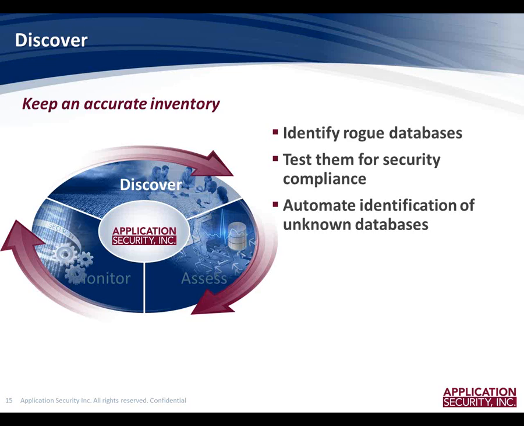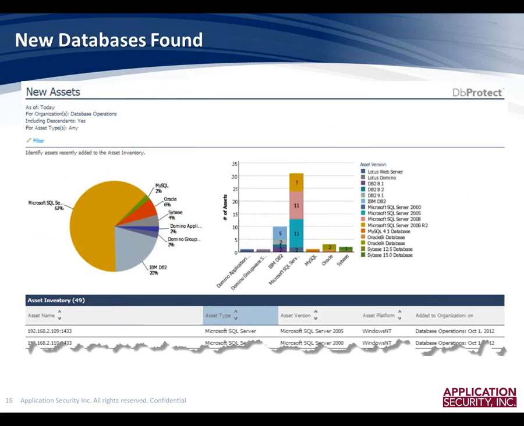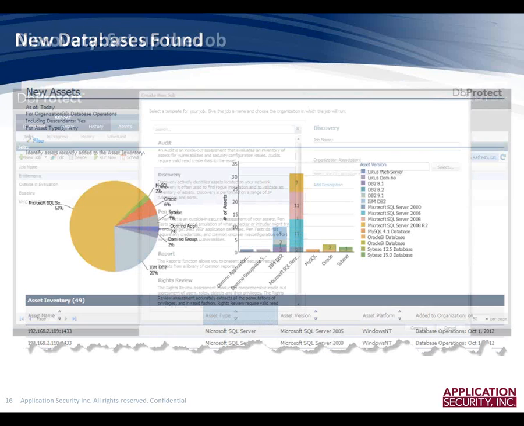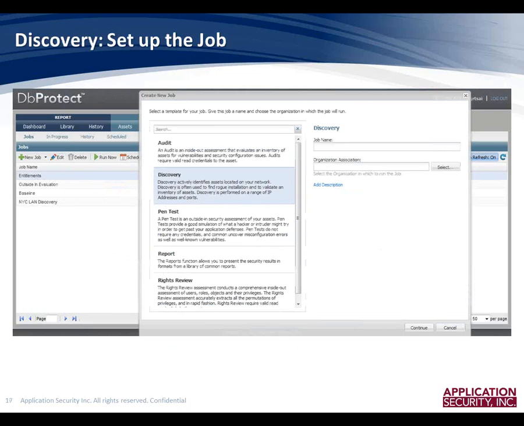Discovery is a process that will help you identify rogue databases. When you find them, you can examine them to see if they meet your corporate security standards and test them for compliance. This can be streamlined by automating the discovery. Discovery will identify the databases on the network. DB Protect makes it easy to set up a discovery process that will identify those new databases.